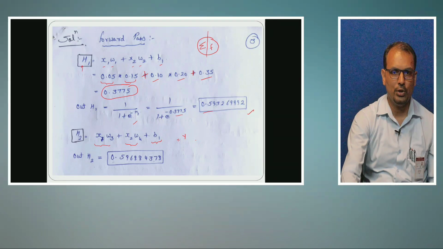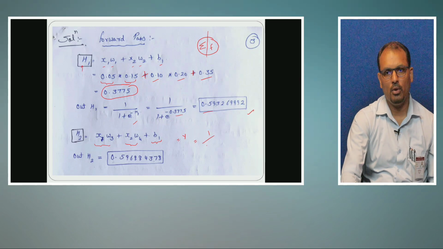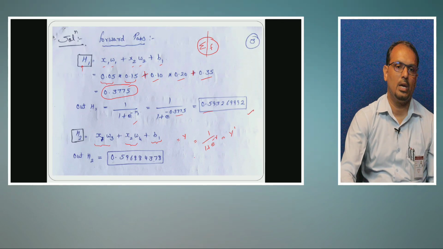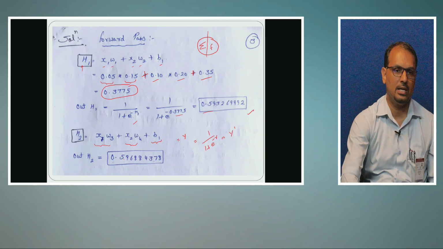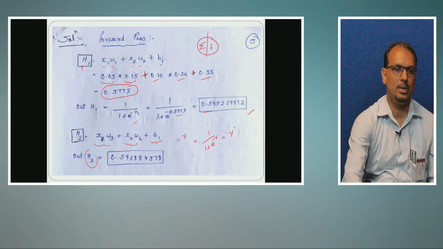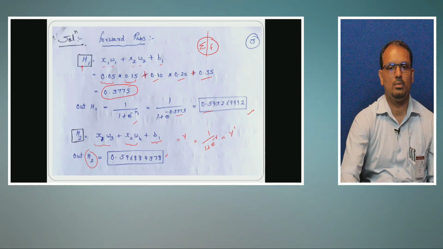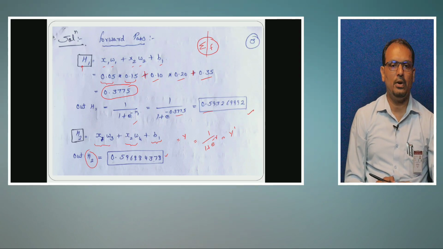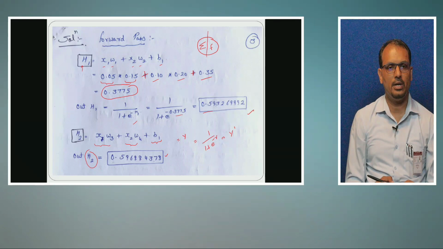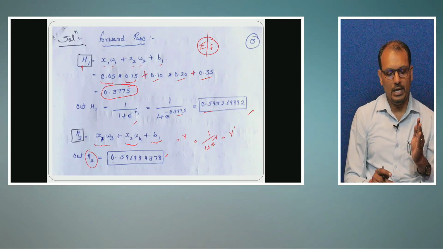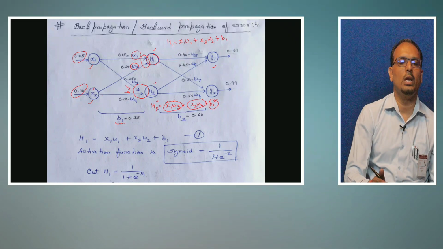And when you apply this 1 upon 1 plus e power minus y, when you apply the activation function, you will get the final y dash. And what is that y dash? It is nothing but H2. This is my H2. What is my value? 0.596884378. So finally at this level we got these 2 values.